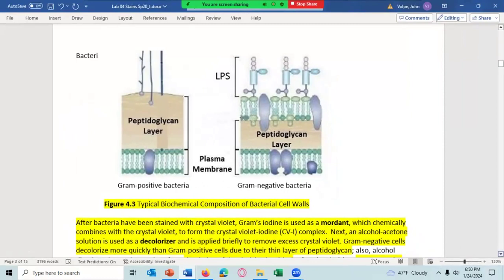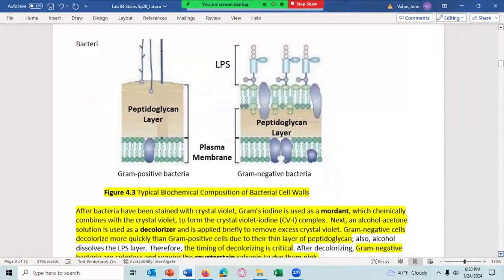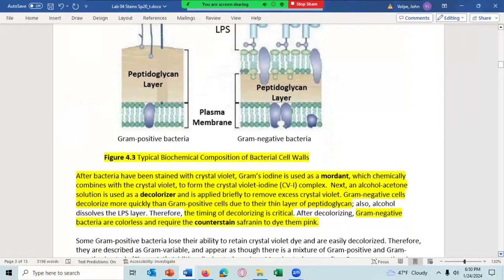All right. So after the bacteria have been stained with crystal violet, Gram's iodine is used as a mordant. A mordant is something that complexes with the primary stain, the crystal violet, and makes it a bigger molecule. The iodine forms a complex with the crystal violet, making a bigger molecule than just the crystal violet or iodine alone.